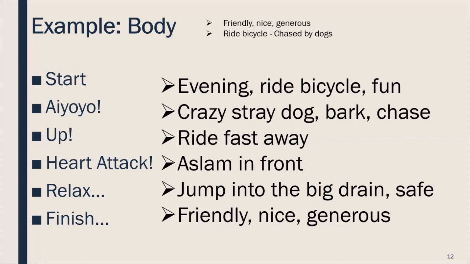Heart attack is when something unexpected, something really dangerous, something really high stakes happens. And that's when the excitement gets to the top level and everybody's like, oh no, what's gonna happen? And then you give the solution. That's when relax happens. And finish is when you talk about what happens after you use the solution.